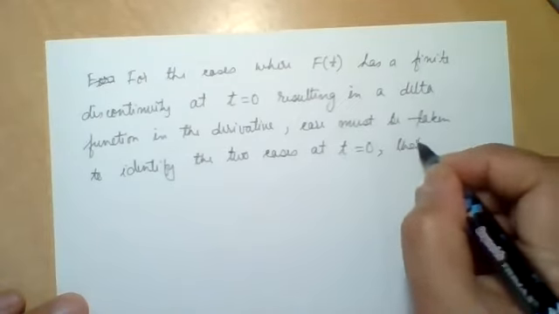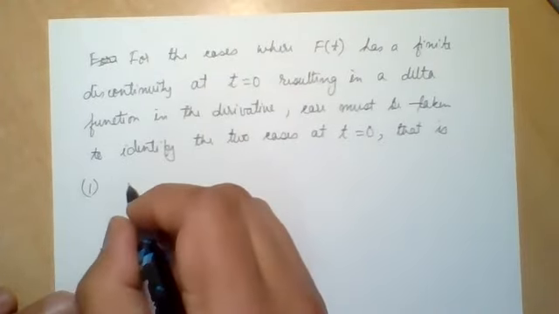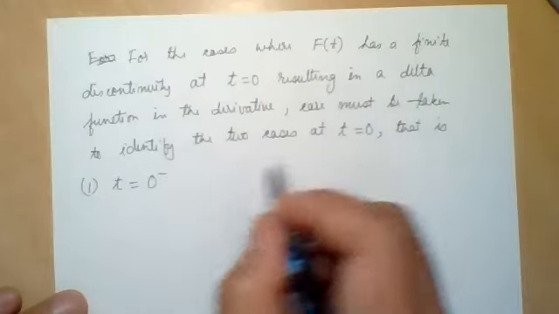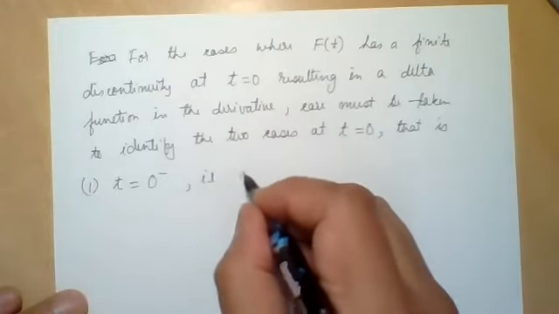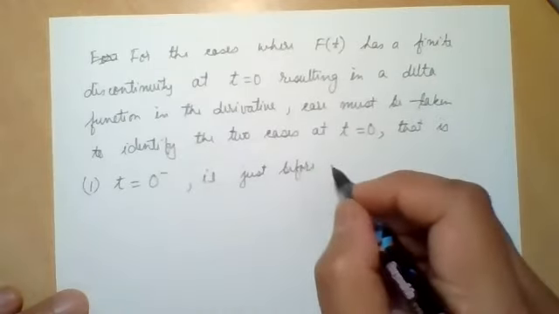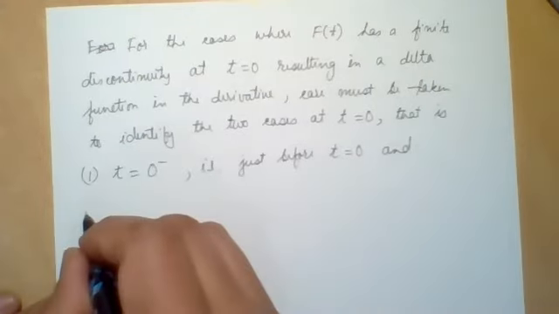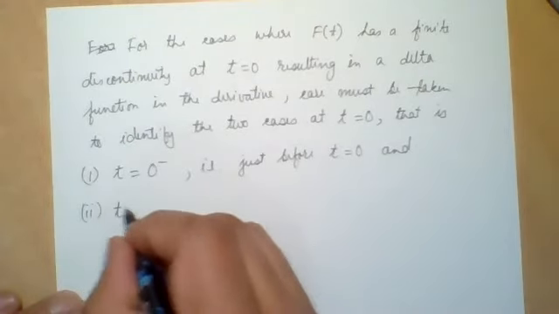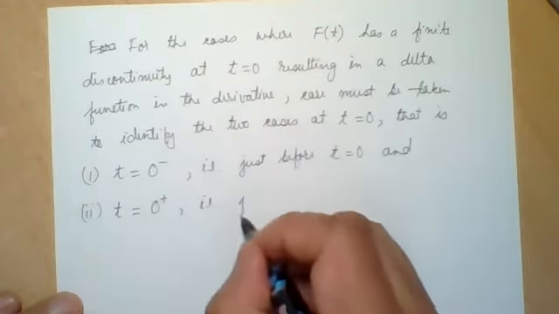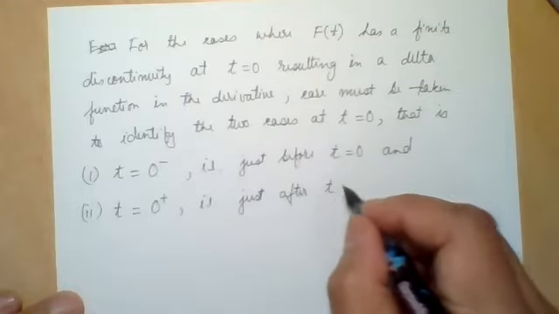That is, number one, t tends to 0 from the left, that is just before t equal to 0. And number two, t tends to 0 from the right, that is just after t equal to 0.